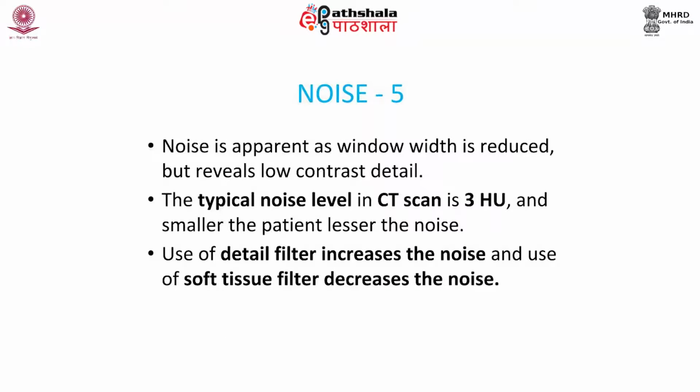Noise is more apparent as window width is reduced, but this reveals low contrast details. The typical noise level in a CT scan is 3 Hounsfield units, and the smaller the patient, the lesser the noise. Use of a detail filter increases the noise and use of a soft tissue filter decreases the noise.